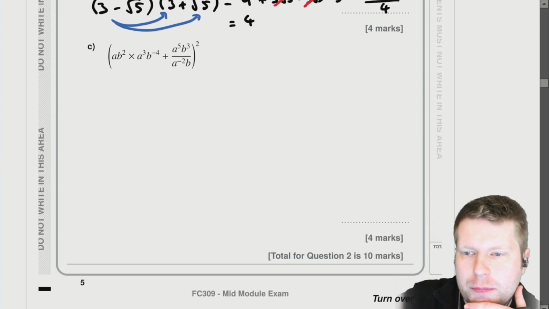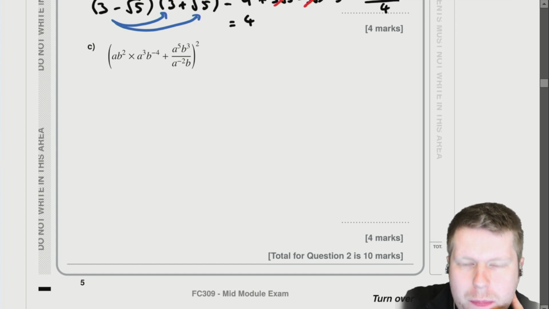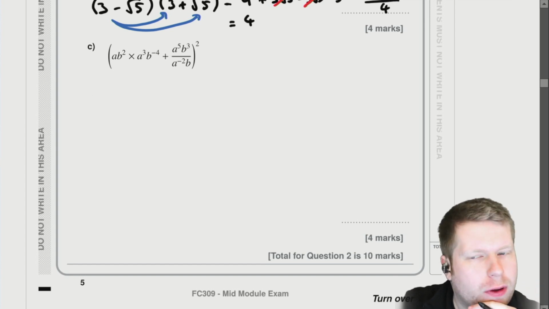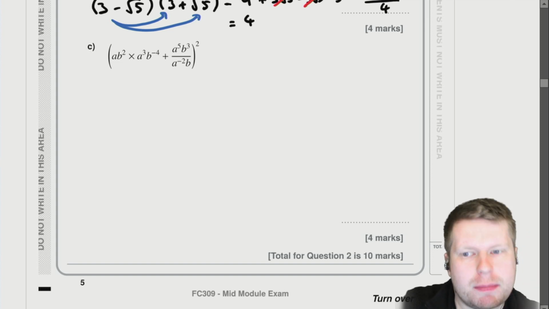Okay, so question C of part 2, the final part of the surds and indices thing. A lot of errors were made here, and they were basic numerical errors, which are really, really not good. So just break it down systematically.